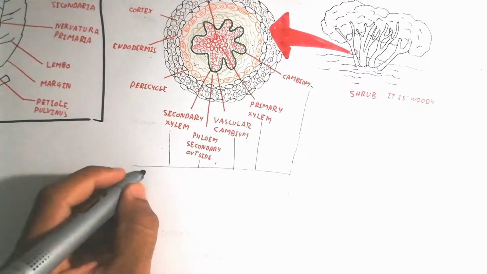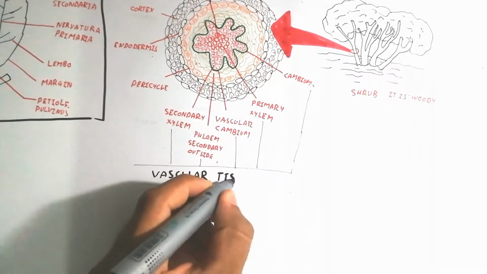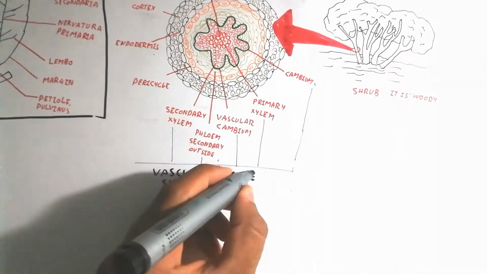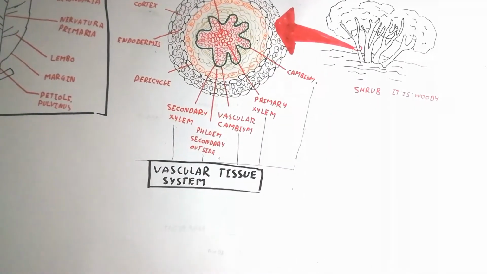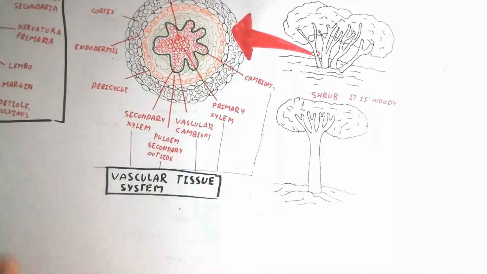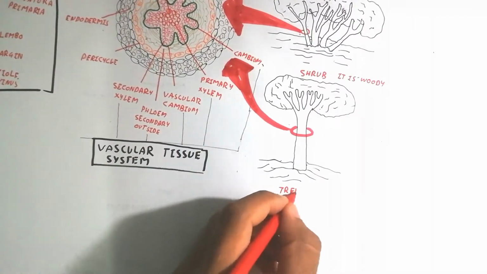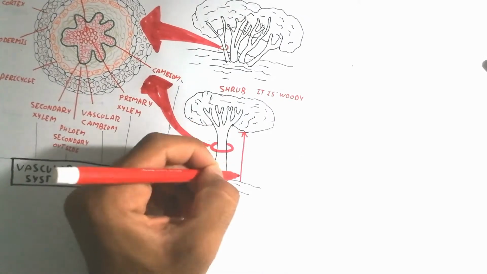Here is the cambium, primary xylem, vascular cambium, and the secondary phloem growing outside, and secondary xylem is also present. This is known as the vascular tissue system. Vascular tissue means the conducting of food and the conducting of water.